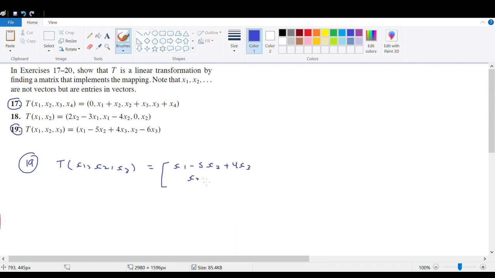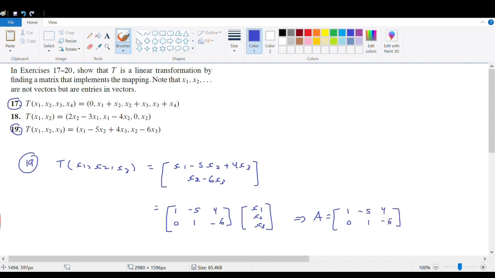Then we have x2 minus 6x3. So that means the transformation here, we have our matrix A multiplied by the vector x1, x2, x3. The coefficient of x1 is 1, the coefficient of x1 here is 0. Then the coefficient of x2 is minus 5, the coefficient of x2 is 1, the coefficient of x3 is 4, here minus 6. So from here our A will be equal to [1, 0, minus 5, 1, 4, minus 6].